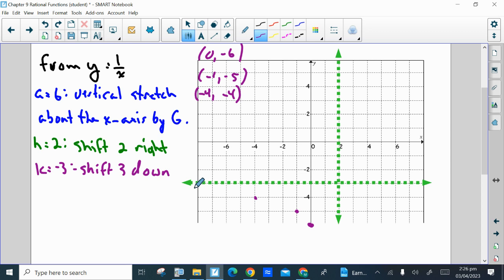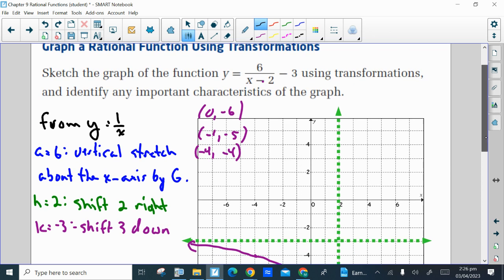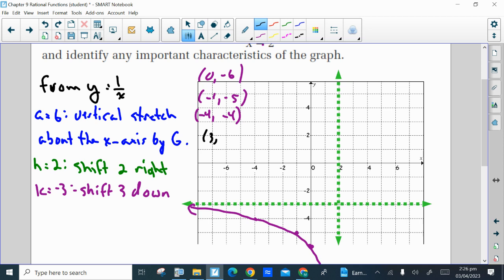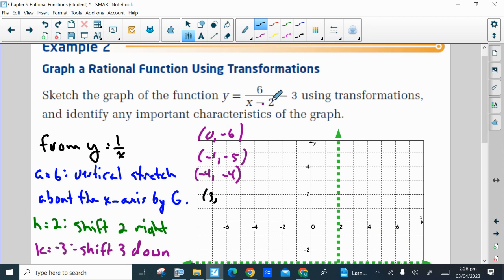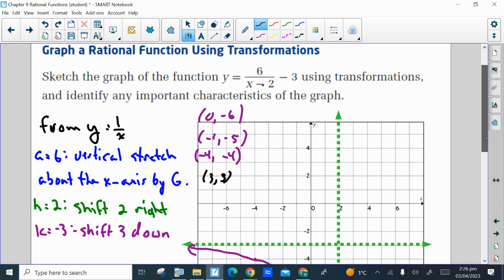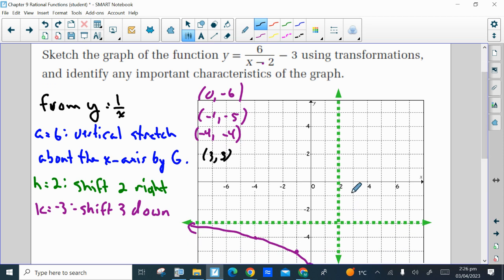So that gives us 3 points for this branch of the graph. Looks something like that. And on the other side, I could let x equal positive 3, because 3 take away 2 is 1. 6 divided by 1 is 6. 6 take away 3 is 3. So the point 3 comma 3 is on this graph. So that's that point right there.